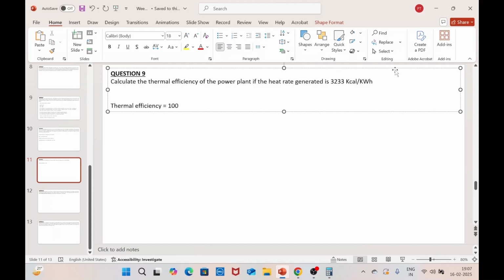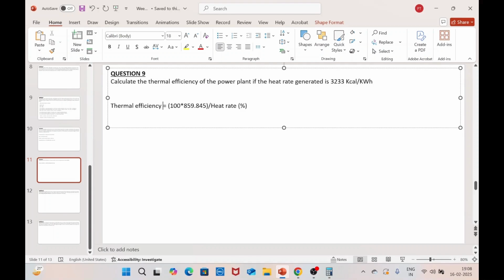I will just give the formula, and I'll post the answer when I'm uploading the presentation. The formula is 100 times 859.845 divided by your heat rate. This will be in percentage. That's all. So it's a very simple question. You just need to substitute this 3233 in the place of that heat rate.